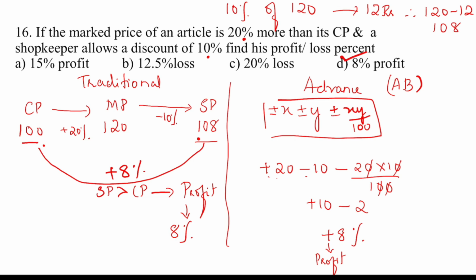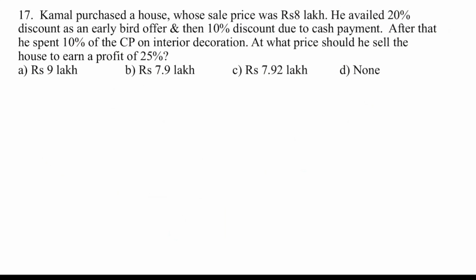We'll see the next problem. Kamal purchased a house whose sale price was 8 lakh. He availed a 20% discount as an early bird offer, and then again a 10% discount due to cash payment. Since he gave everything in cash, they gave him again 10% discount.